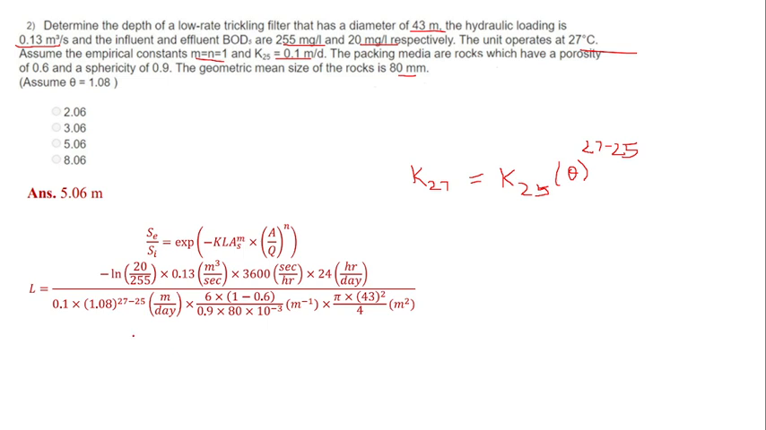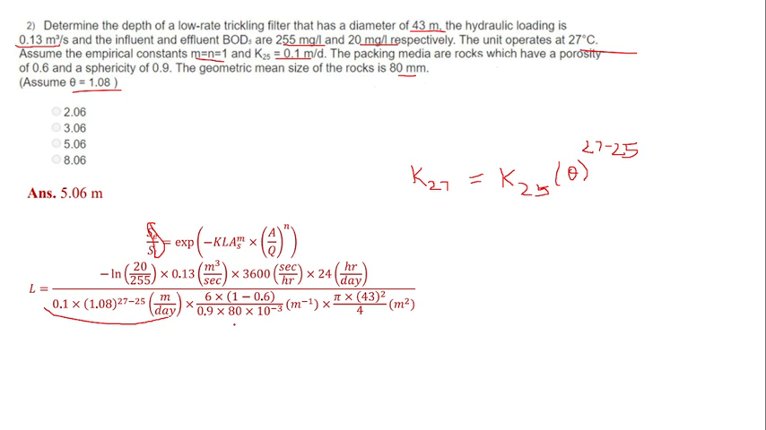Now this L can be obtained by minus ln of 20 divided by 255, which is nothing but the values of this SE and SI. 20 divided by 255 into 0.13 meter cube per second is the flow rate. Convert the second into hour, hour to day, divided by 0.1 into 1.08, which is the theta value. It is assumed here. So this is the value to determine the K. 0.1 into 1.08 power 27 minus 25. This 0.1 is because K25 is 0.1.